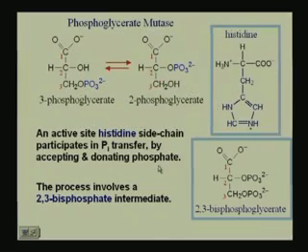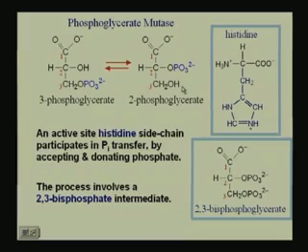Now, in this case, from 3-phosphoglycerate to 2-phosphoglycerate, the enzyme, which is phosphoglycerate mutase, has a histidine. Okay? And this histidine is present again where? In the active site of the enzyme. And what it does is, it helps in the phosphate transfer by accepting the phosphate and then donating it again. Okay?